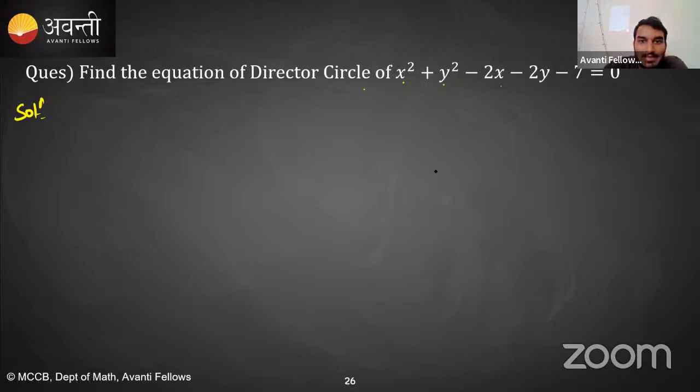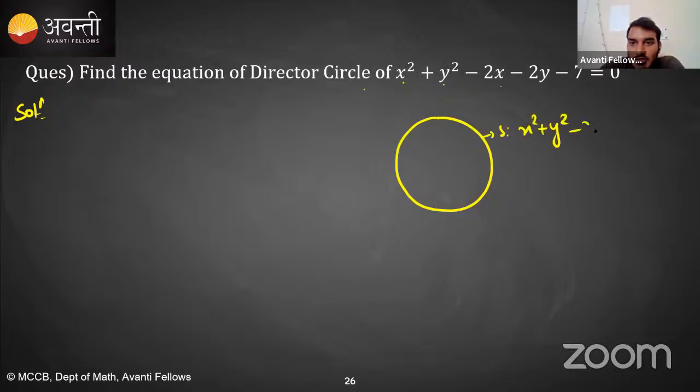So students, this is a circle. What is this circle? This circle is x square plus y square minus 2x minus 2y minus 7 is equal to 0. If I ask you what is the center of this circle?